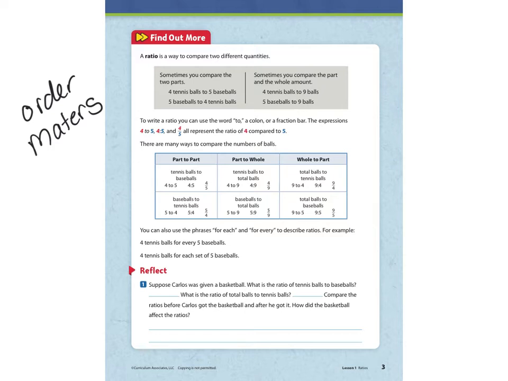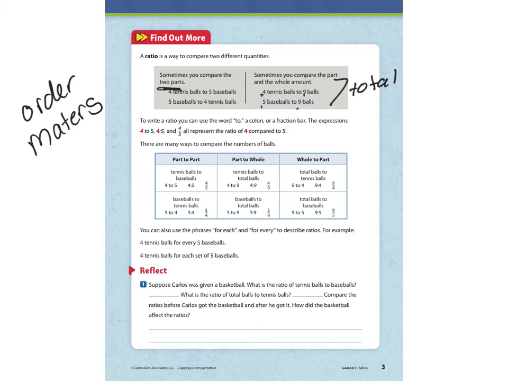So that's the two parts, the part to part. To write a part to whole, this is the 4 to 9 and the 5 to 9. That 9 is your total. So when you're thinking of part to whole, think of the word total. And the part to part are both pieces. To write a ratio, you can use the word TO, a colon, or a fraction bar. The expressions 4 to 5, 4:5, and 4/5 all represent the ratio of 4 compared to 5.